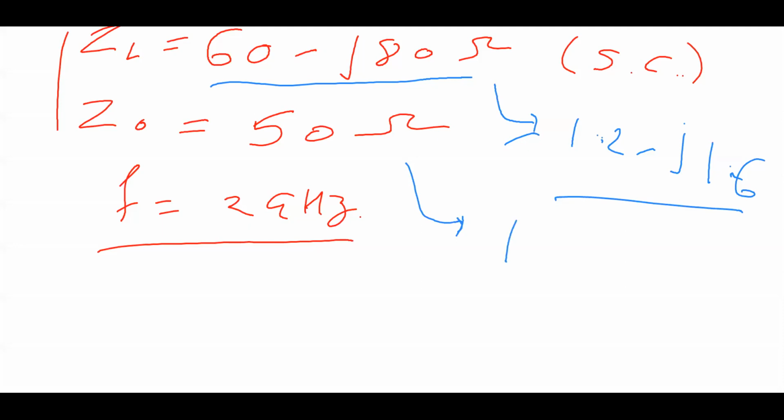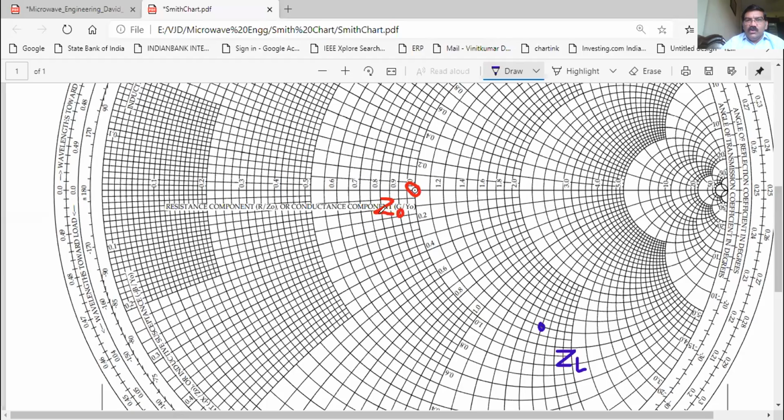So you have to plot these two values: 1 on the Smith chart, that is Z0, and this value, 1.2 minus J 1.6. These are the two values you have to plot on the Smith chart. Now all of you just plot this value on the Smith chart. This is your Z0 at the origin, and this is your ZL, and now we have to proceed.